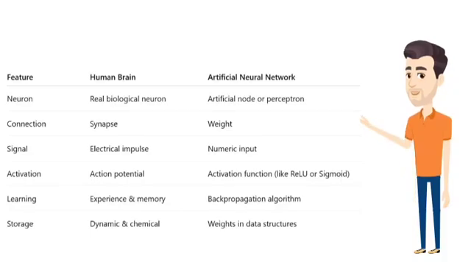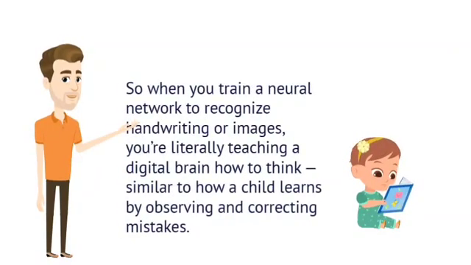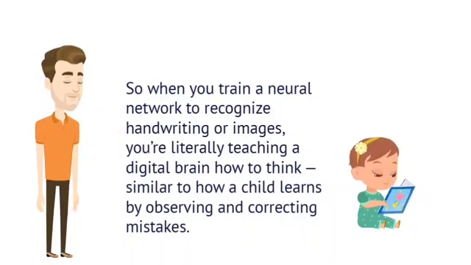Let's wrap it up with a quick comparison chart. Ready? So when you train a neural network to recognize handwriting or images, you're literally teaching a digital brain how to think, similar to how a child learns by observing and correcting mistakes.